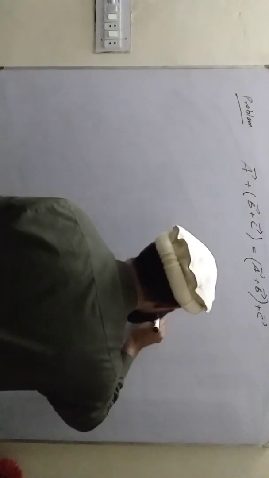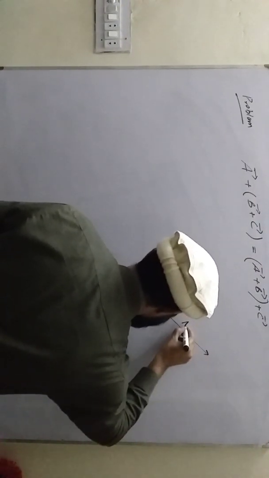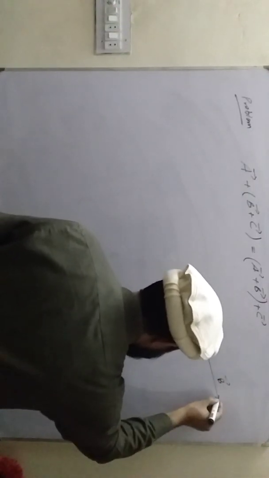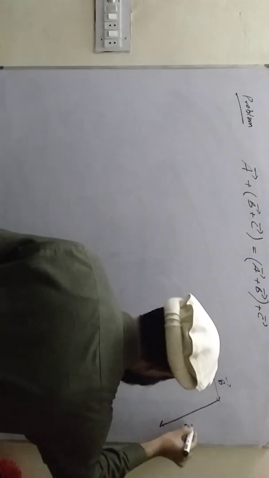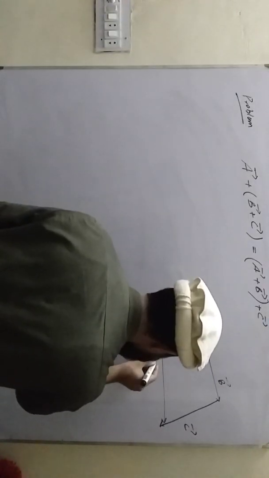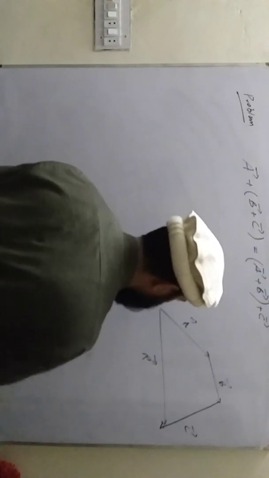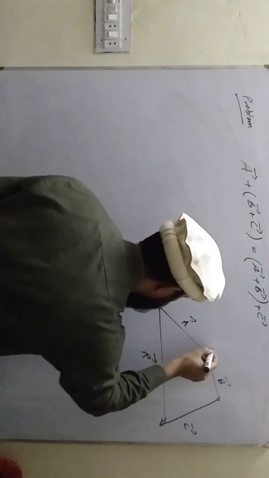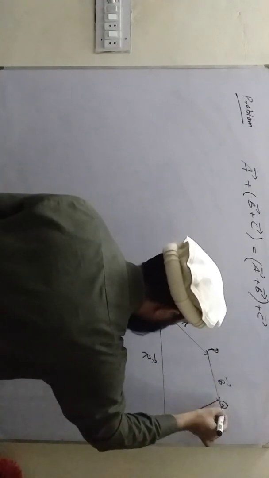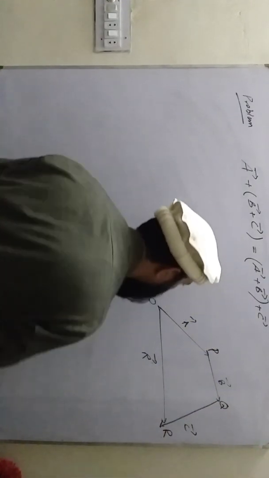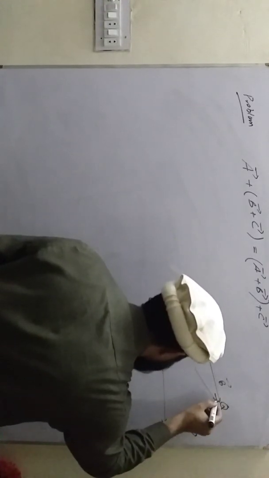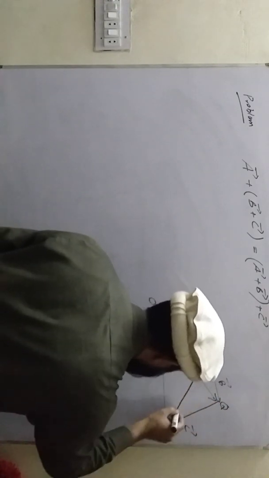Consider the three vectors: vector A, vector B, vector C, and this is the resultant vector R of A, B and C. In the diagram we have points O, P, Q, R. Joining O with Q and P with R.